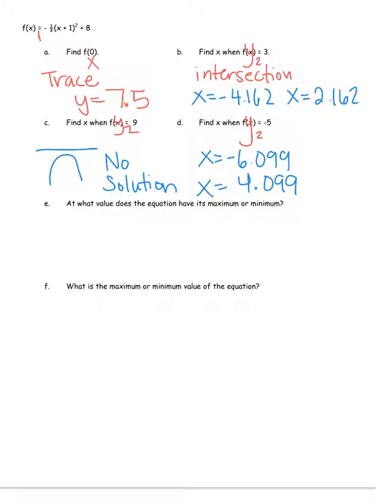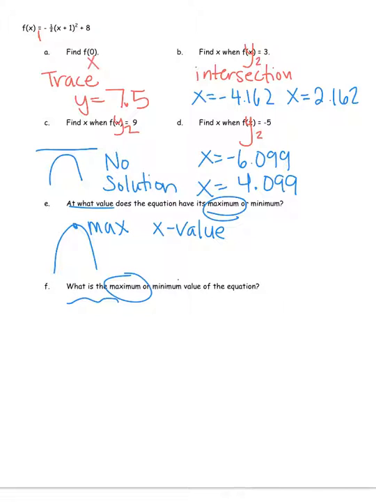Okay, now this time the parabola is turned this way, so we're going to have a maximum value for the next two questions. And again, at what value? That means give the x value. And what is the maximum? That means give the y value.